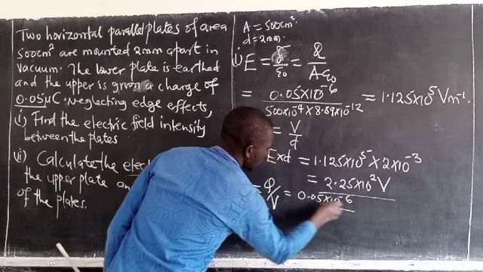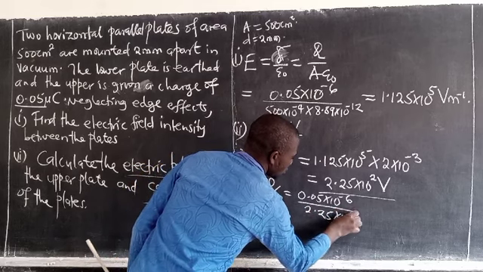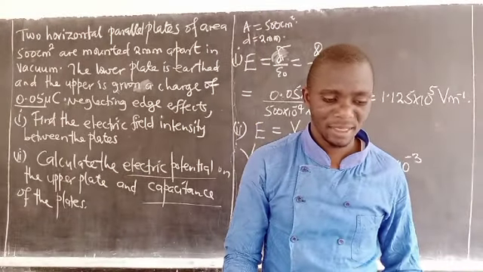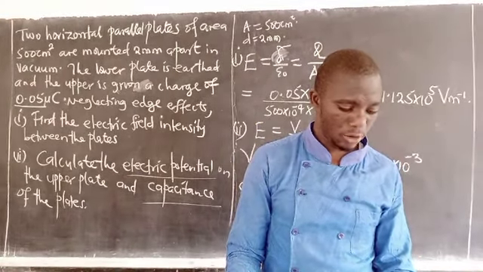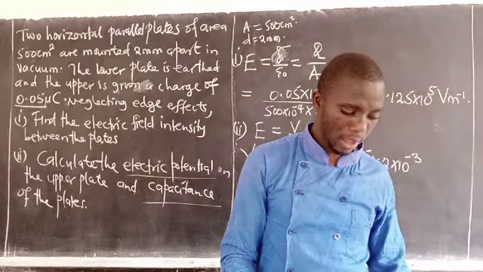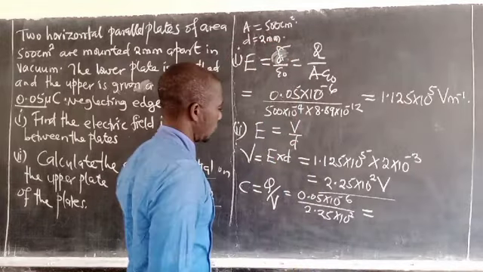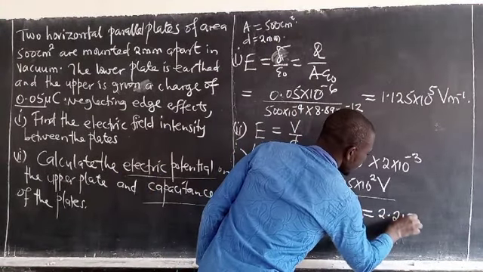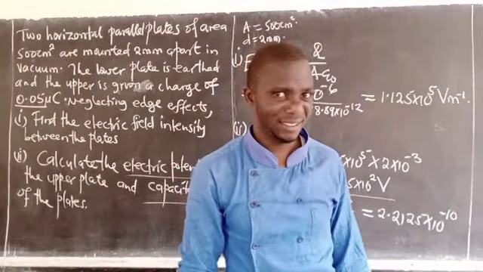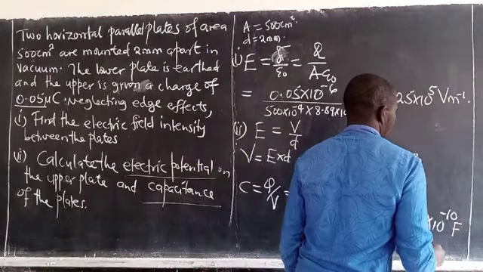0.05 exponent negative 6, then out of 2.25 exponent 2. And what do we get when we substitute there? Press your calculator. I can retrieve the figure that I have here, which is 2.2125 exponent negative 10, or something close to that. The unit of capacitance is the farad. So that is that.